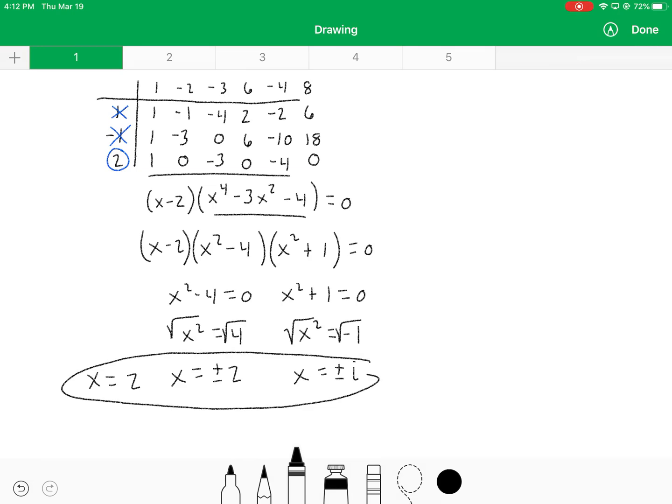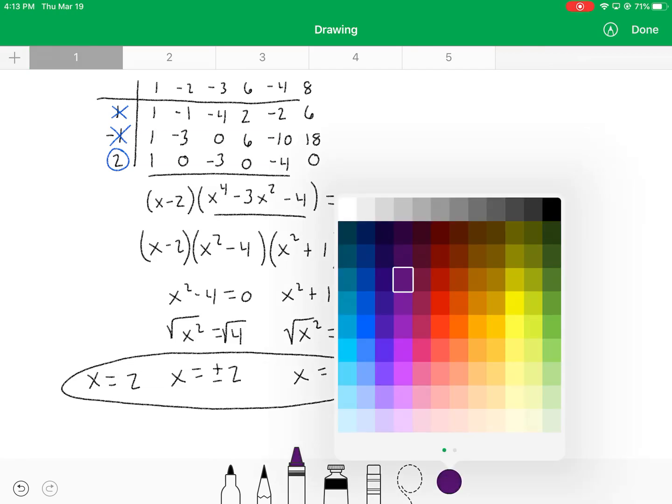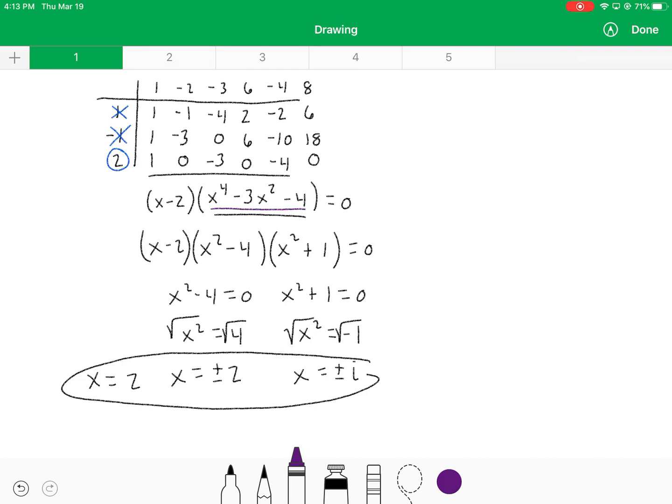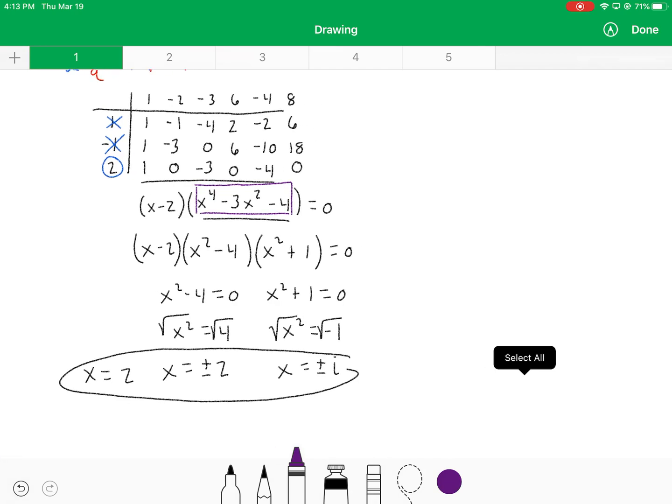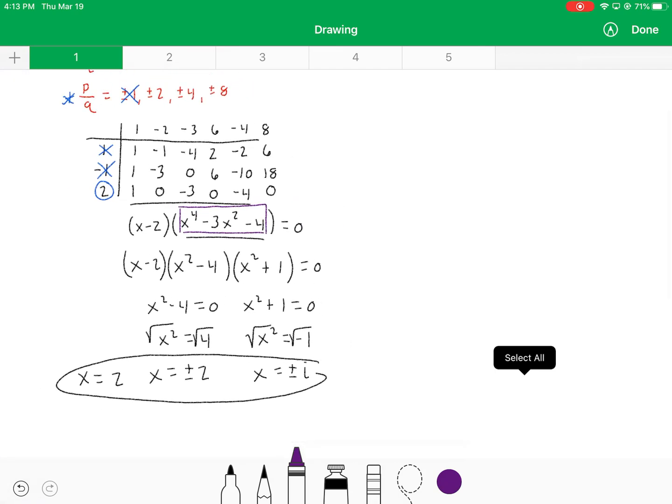Okay. Now, let's suppose you didn't recognize that this trinomial right here was factorable. So your other option at this point, you could try P's and Q's on that trinomial. And you can use the same list of P over Q's from above. You don't have to test +1 and -1 again, because if they didn't work on the larger function, they're not going to work on this factor of it either.